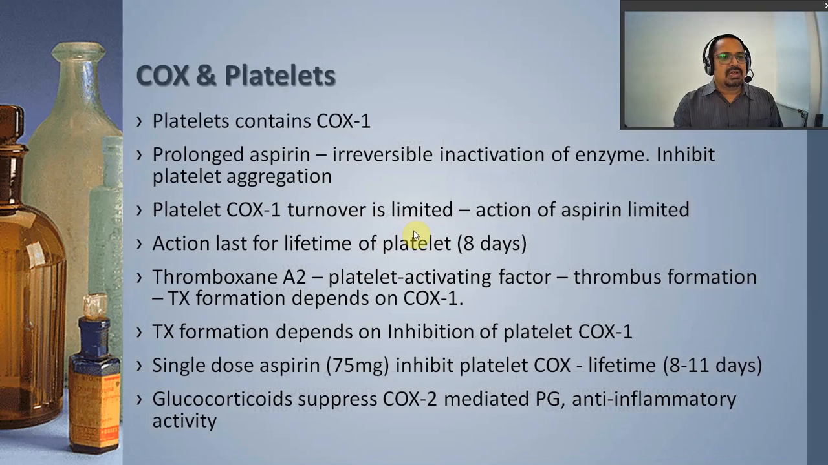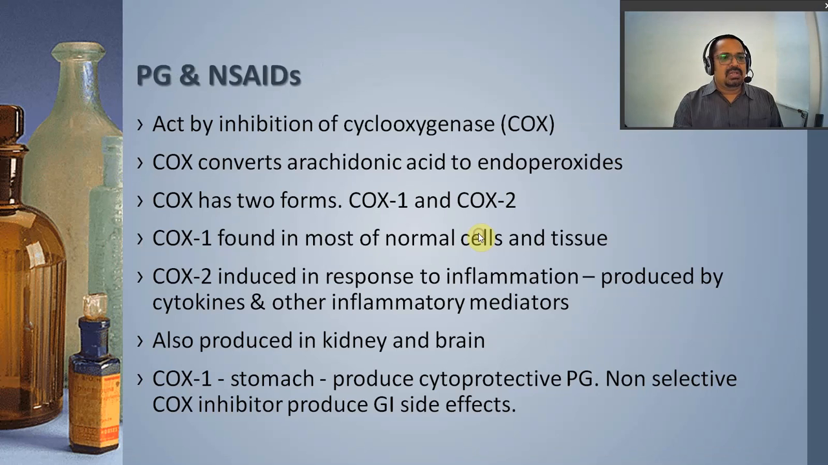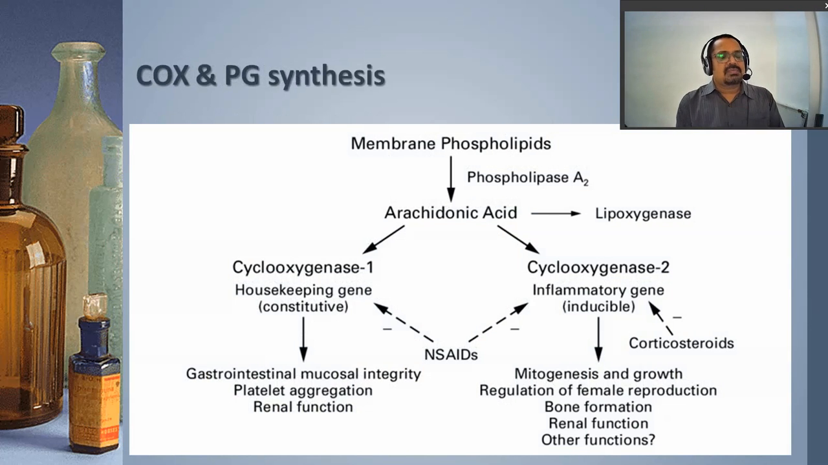If we see here, the arachidonic acid which is available over here is synthesized from the various phospholipids, then by the lipoxygenase enzymes, and through the cyclooxygenase 1 and cyclooxygenase 2 pathway, they are producing the different autacoids. Cyclooxygenase 1 produces the prostaglandins which are responsible for housekeeping activity and cytoprotective activity, mainly synthesized in the gastrointestinal tract, responsible for platelet aggregation and renal functions, whereas cyclooxygenase 2 is responsible for mitogenesis or growth, or we can say the inflammatory processes, renal function and other functions.